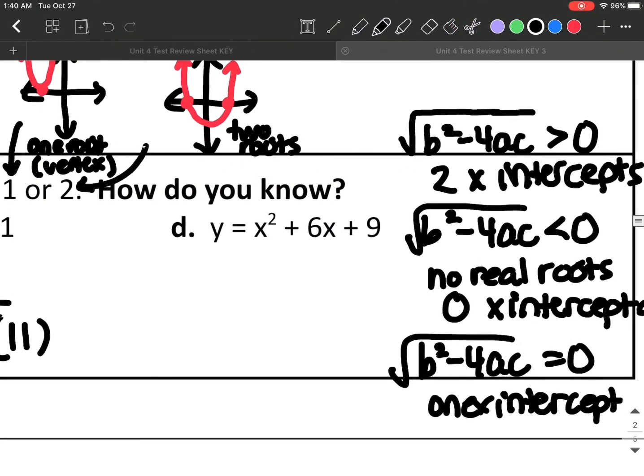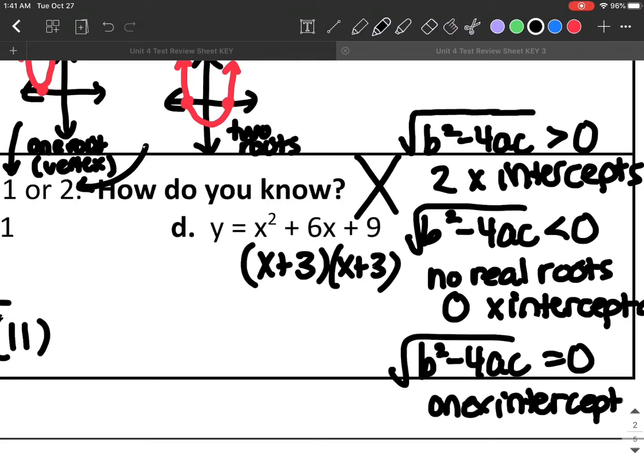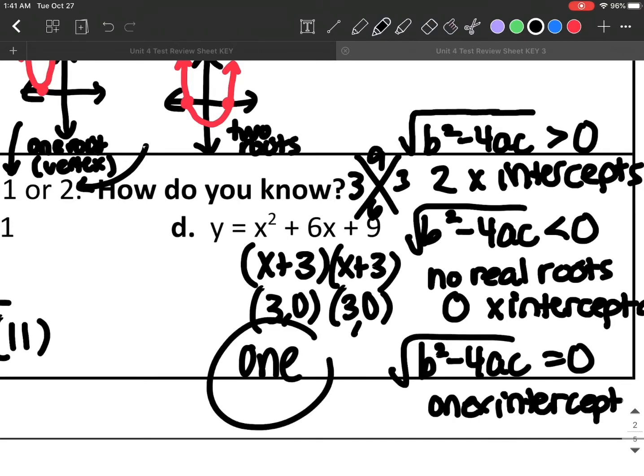And then for this one here, instead of using this, I could factor this thing to be (x plus 3) times (x plus 3), because I'm looking for two numbers that multiply to 9 and add to 6, which is 3 and 3. These are the same, so this gives me (3, 0) as my only x-intercept, so it's 1 solution.